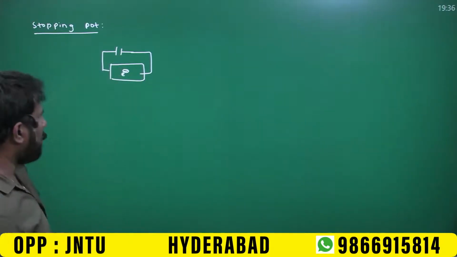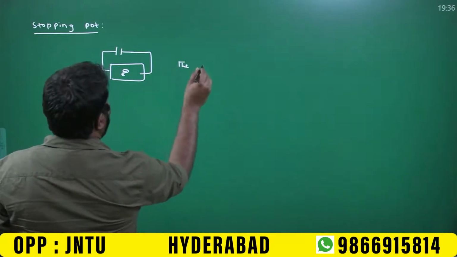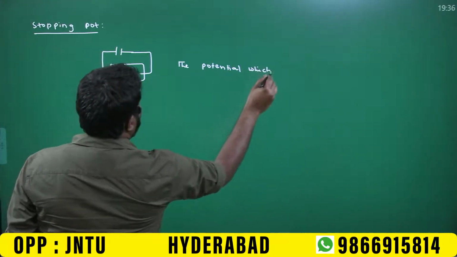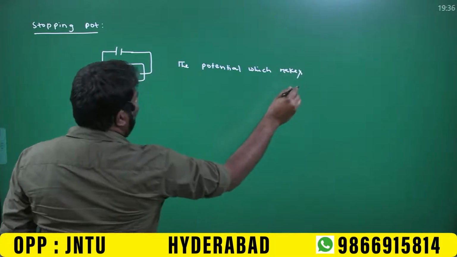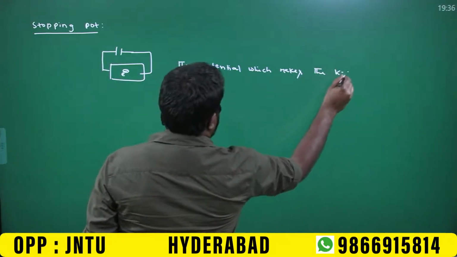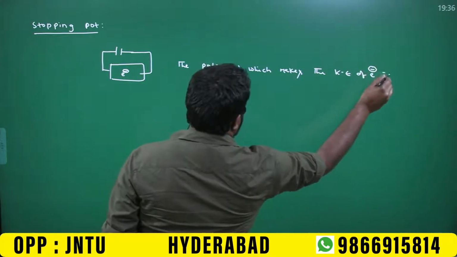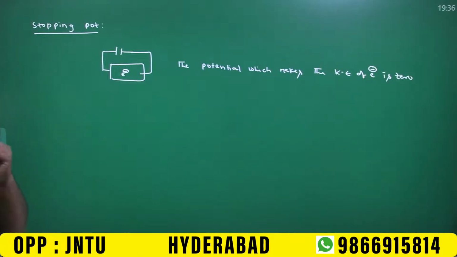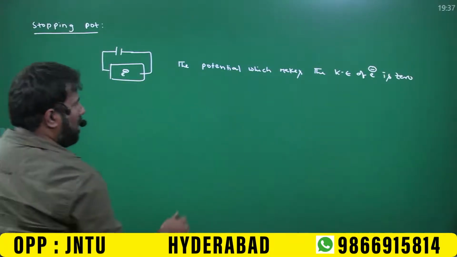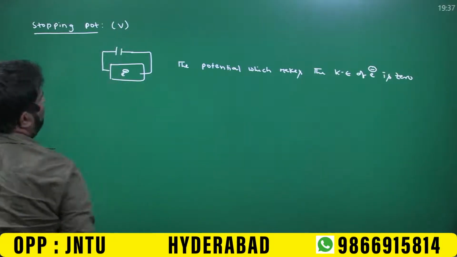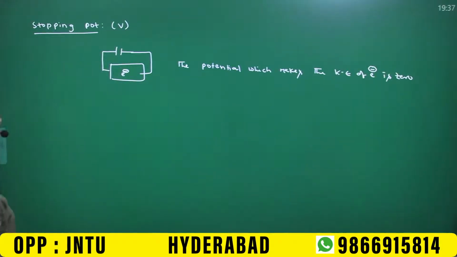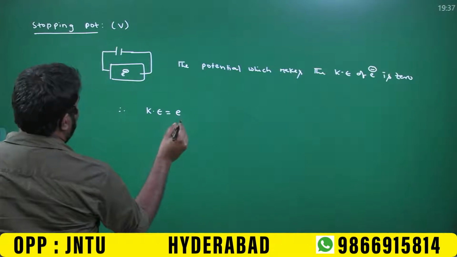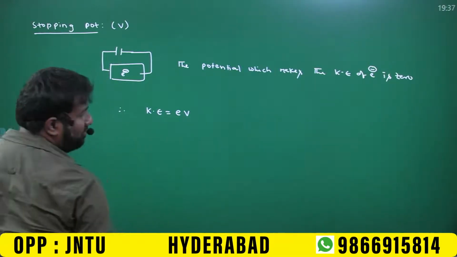Stopping potential is nothing but the potential which makes the kinetic energy of the electron zero. The stopping potential is denoted by V naught. V means volts. Therefore, kinetic energy KE equals charge of electron into stopping potential V.